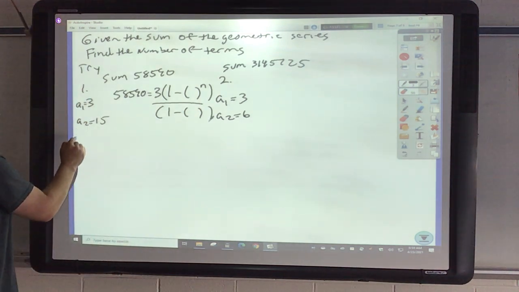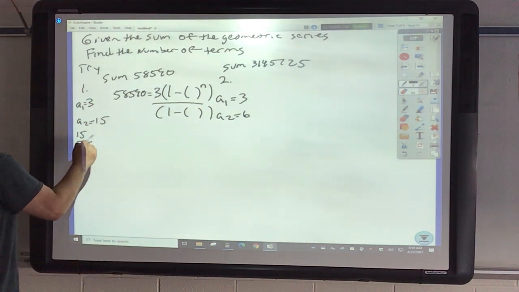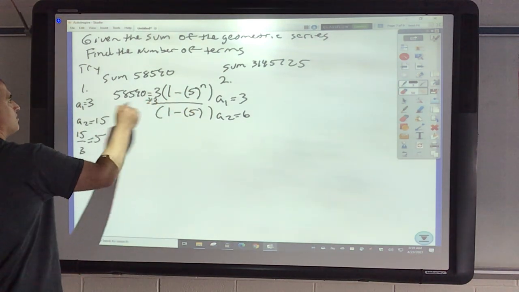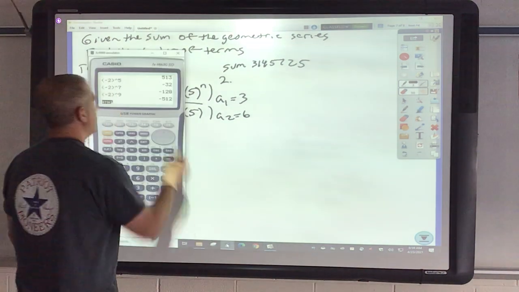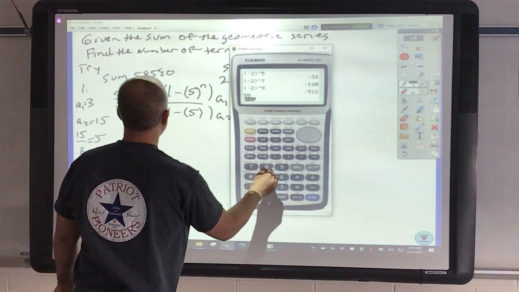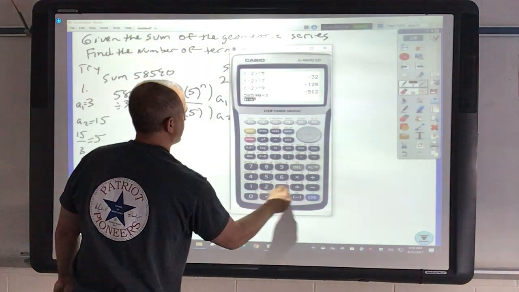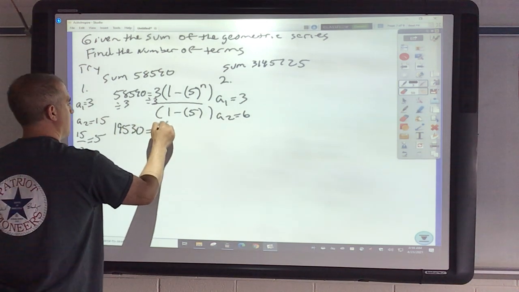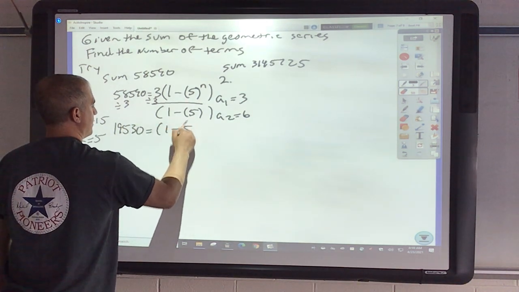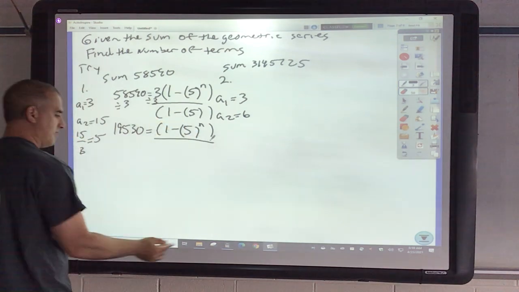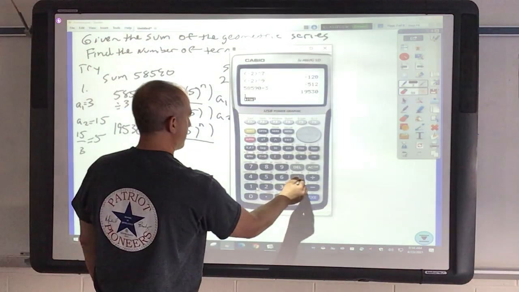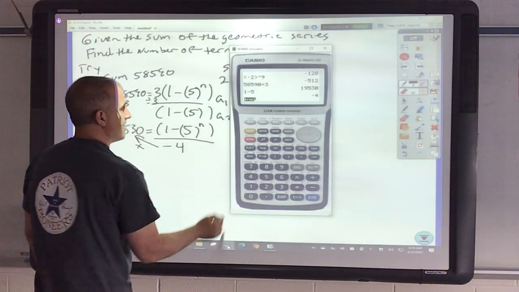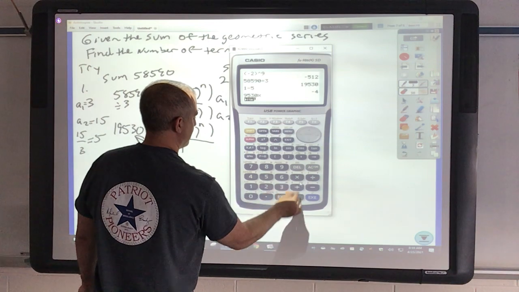Now let's figure out r. That would be 15 divided by 3, which would be 5. So 5 and 5. Once again, I would divide out this 3 here. So 58590 divided by 3 is 19,530, which equals 1 minus 5 to the n over 1 minus 5. Let's figure out what this is. 1 minus 5, I think we should be able to figure that out. It's negative 4. I would cross multiply that: 19,530 times negative 4.